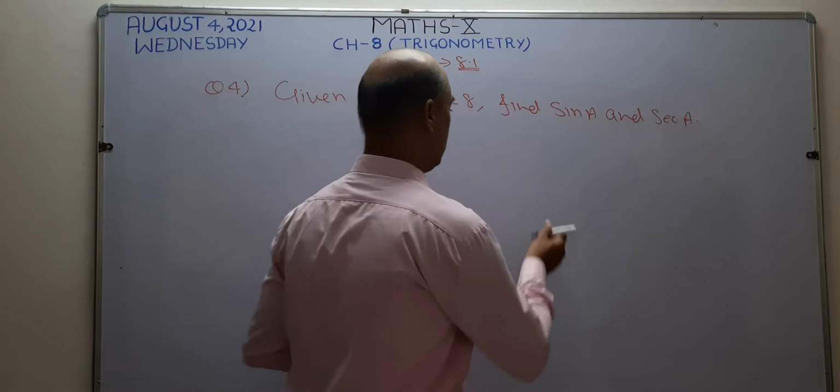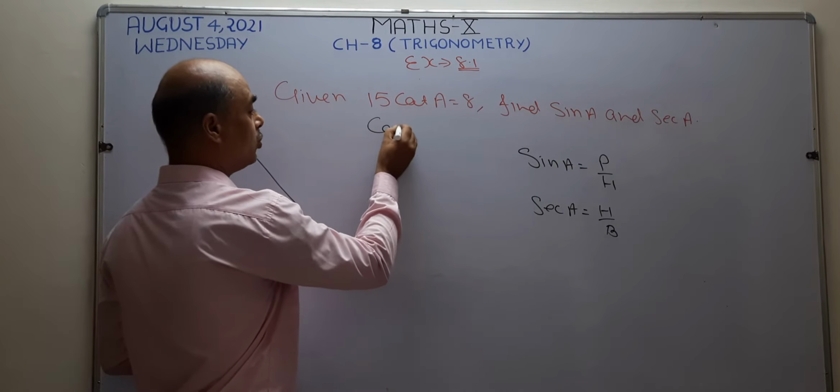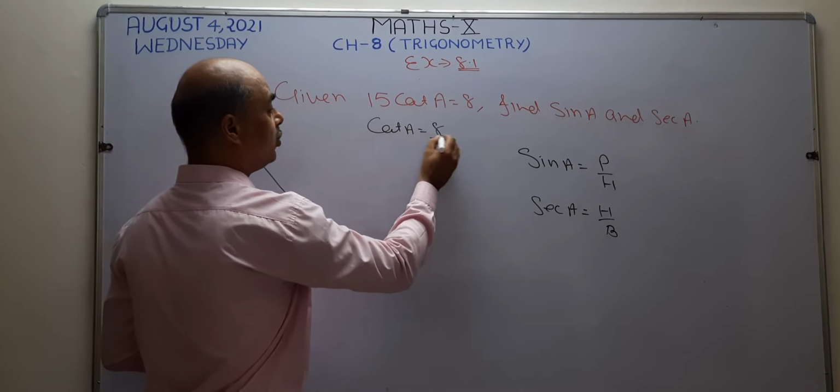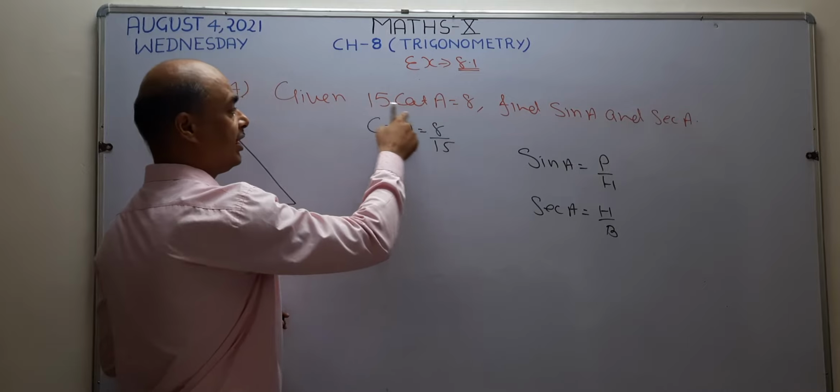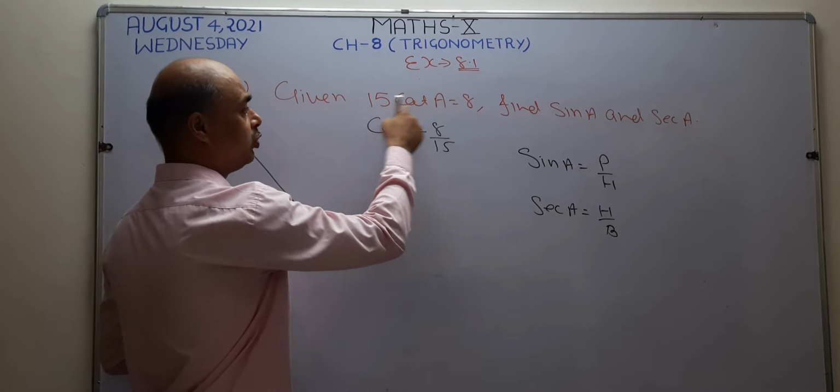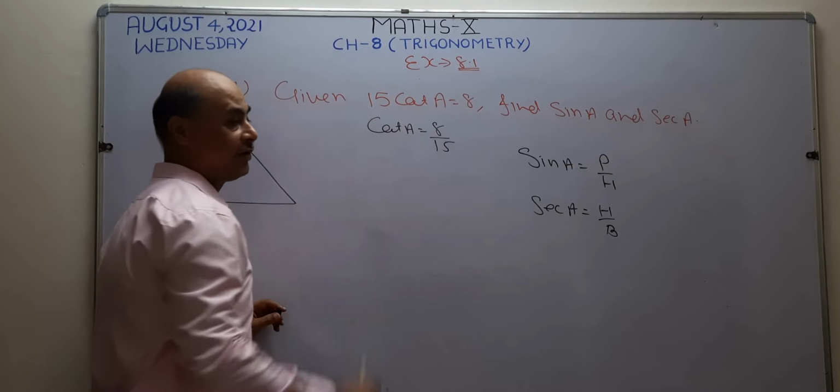Okay. Now make one right angle here. This is the right angle. Now what is given? 15 cot A equals 8. It means cot A is equal to 8 by 15. I take this 15 from left to right, so this is going to divide 8. So this becomes 8 by 15.